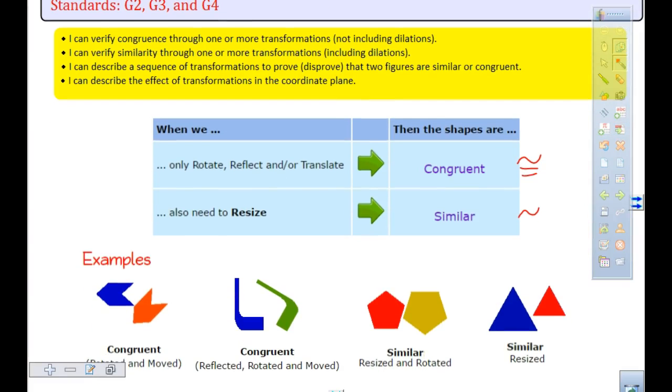Similar just simply means that it's been resized, that we had a dilation of some type. Getting bigger, getting smaller. This one, it's not even that much. Maybe it's like 1.5, or like 4 fifths or something like that. But it is some type of a size change, all right?